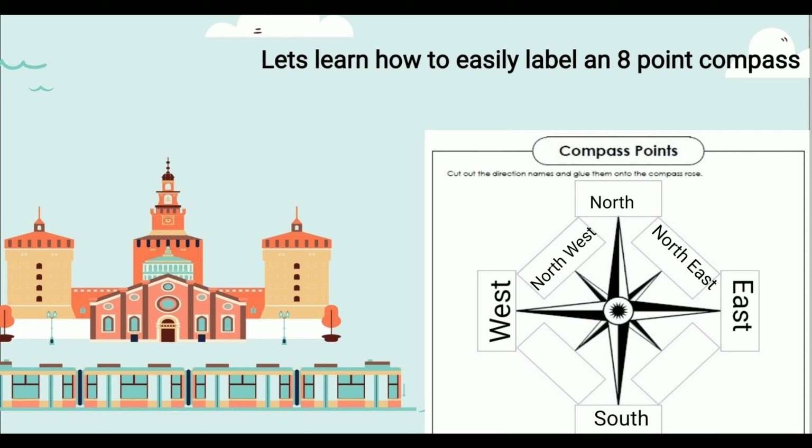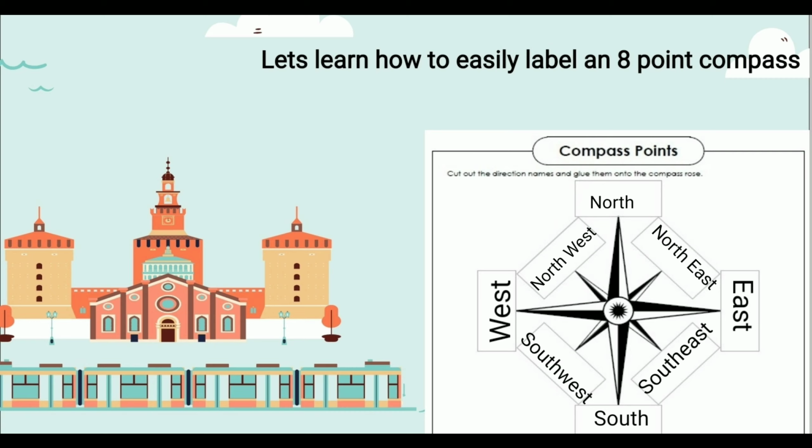Okay, so once we get that out of the way and we know that our north is always at the top, we go down to our south. So south saw west and liked west as well, and they made a baby. So now we have southwest right there. South saw east, liked east, they made a baby. In between south and east we have southeast, and that is how we easily label an 8-point compass.